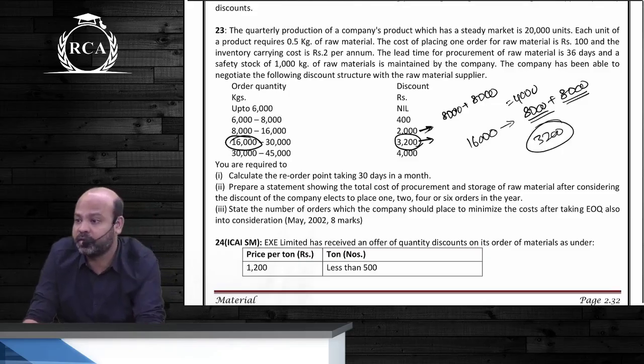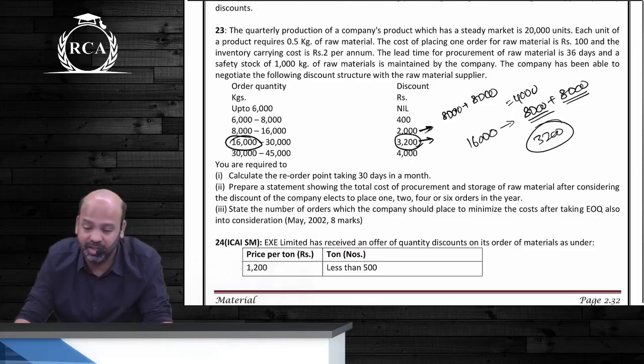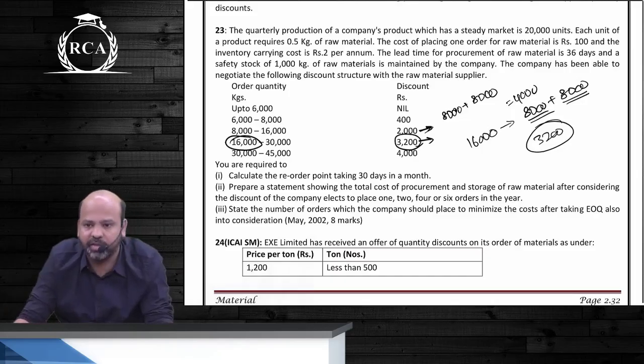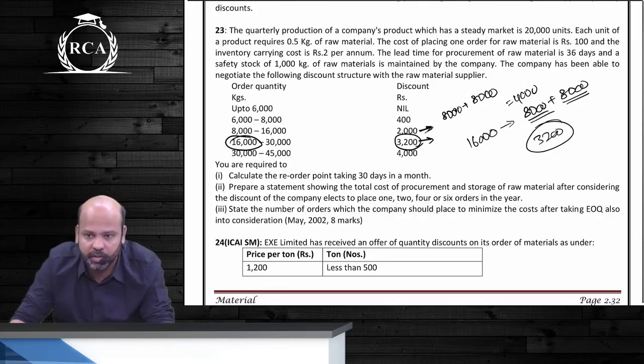Is that correct, guys? This discount is not per order, this discount is for the entire year. Are we clear about this? The amount of discount that they've given here is for the entire year. This is not the amount of discount per order. Any doubt in this part?